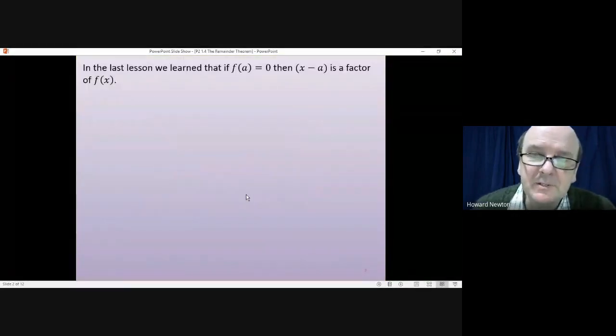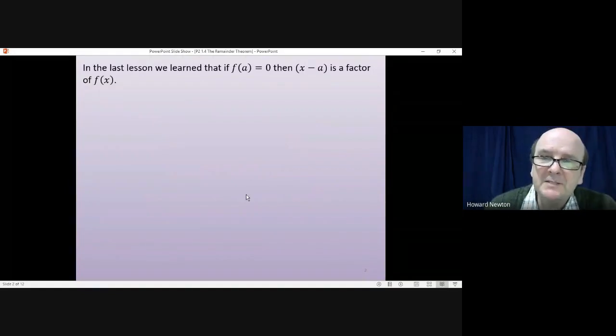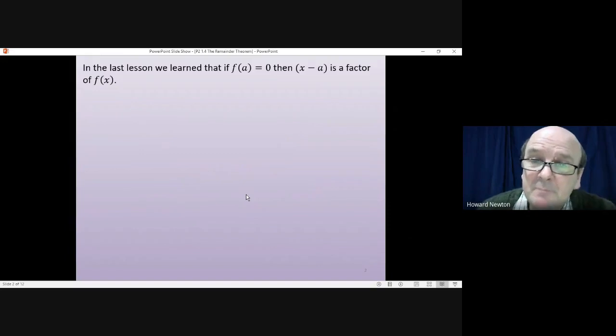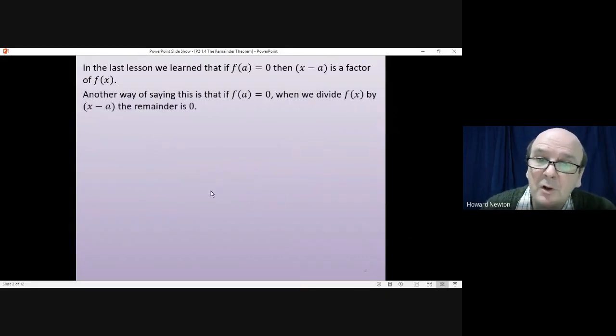Now, in the last lesson, we learned that if we put x equals a into a function and we get 0 for the answer, so if f of a equals 0, what that means is that x minus a will be a factor of the function. Or another way of saying this is that if f of a equals 0, when we divide the function by x minus a, the remainder will be 0 because it's a factor.